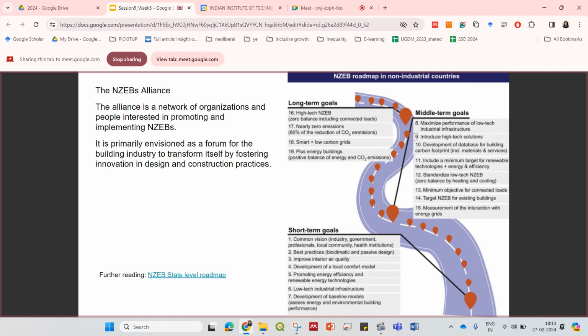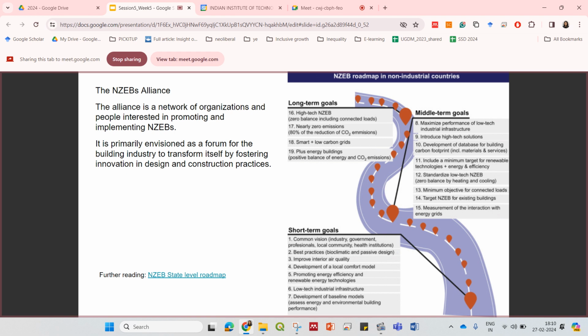Then come the long-term goals. Long-term goals are the goals which take a lot of systemic restructuring or a lot of time in order to accomplish them. So they can't be done right away. They are not short-term things. They take a lot of time. So those are long-term goals.